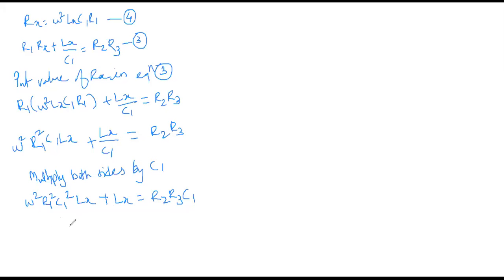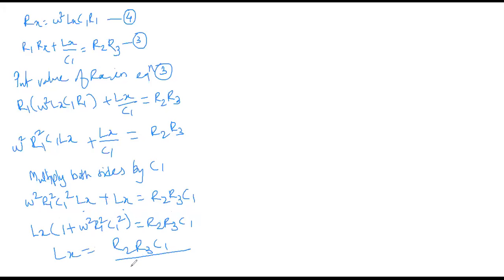So we can take Lx common from this equation. Okay, Lx is here and Lx is here. So take Lx common from these terms. So what we get here: Lx times 1 plus omega square R1 square C1 square is equal to R2 R3 C1, right? So Lx is what? Lx is R2 R3 C1 divided by 1 plus omega square R1 square C1 square.